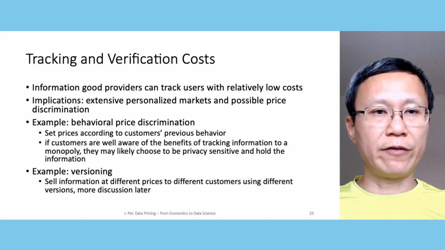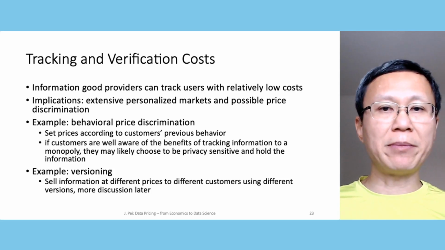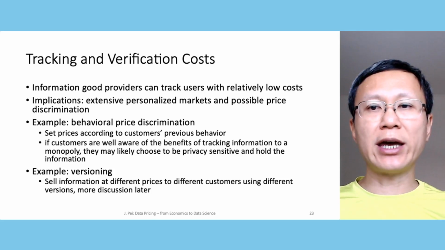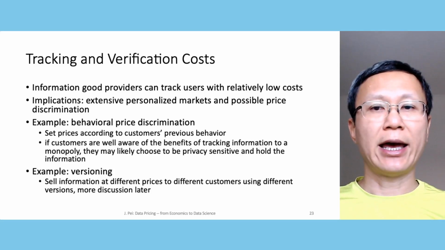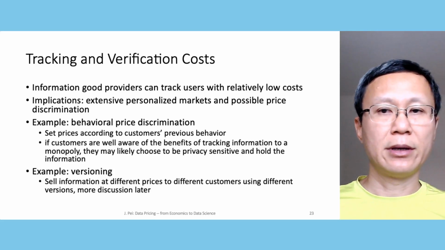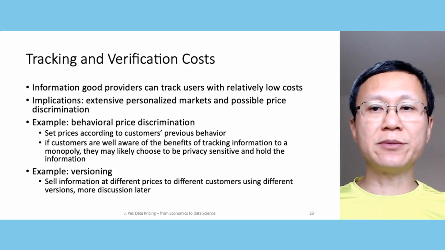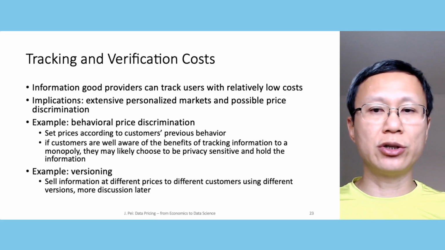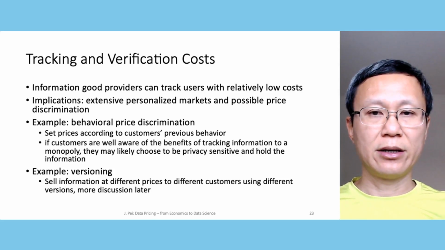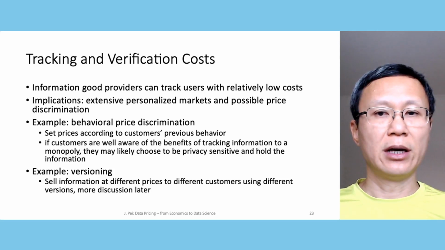Checking and verification cost. The capability of checking users at relatively low cost is an important feature of information goods. The low checking costs give rise to extensive personalized markets and possible price discrimination. Behavioral price discrimination is one type, which sets price according to customers' previous behavior. Correspondingly, if customers are well aware of the benefits of checking information to a monopoly, they may choose to be privacy sensitive and withhold the information. Another type of price discrimination is versioning, which sells information at different prices to different customers using different versions. Versioning will be discussed later.